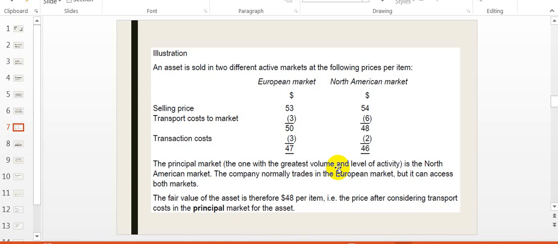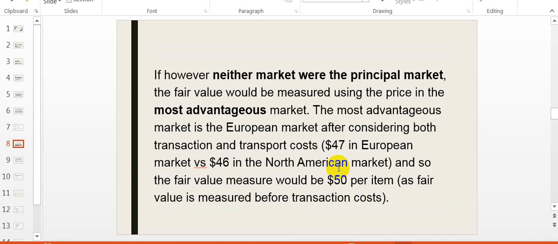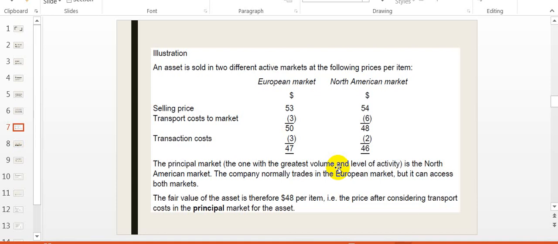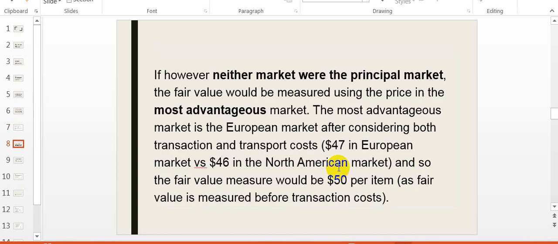Now, if there was no principal market, how would we determine the most advantageous market? The most advantageous market is the market where you're making the highest profit, which in this case is the European market. So, to determine the fair value in the most advantageous market, it would be 53 minus the 3 transport cost, to give us 50 as the fair value in the most advantageous market. Clear?